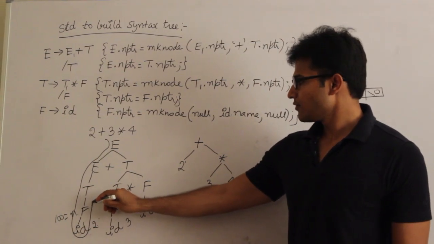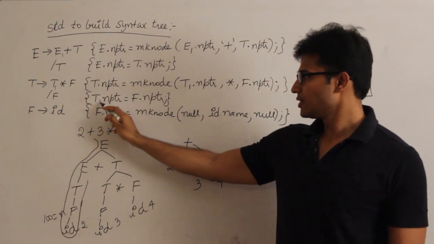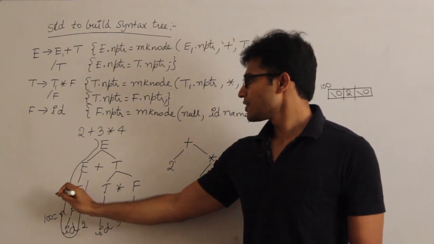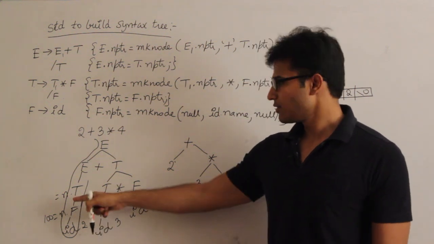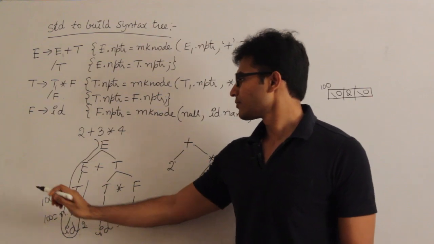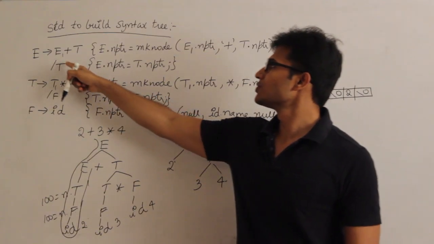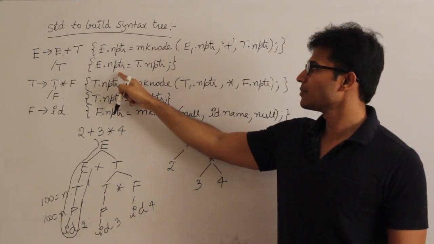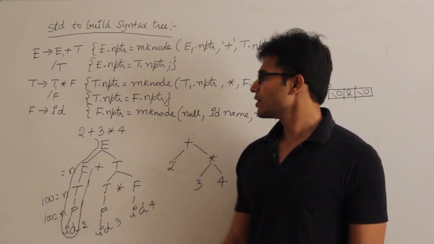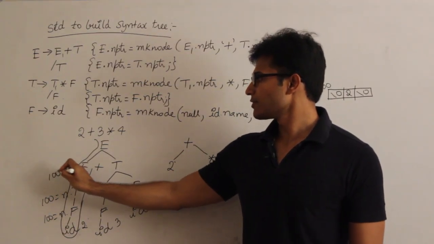Now f is reduced to t. Then what is the action? t.nptr equal to f.nptr, which means whatever was the f node pointer, that value will come into the t node pointer. So what is it? 100. And now t is reduced to e. Whenever t is reduced to e, the corresponding action will take place. The action is e.nptr equal to t.nptr. Whatever was t.nptr, which is 100.